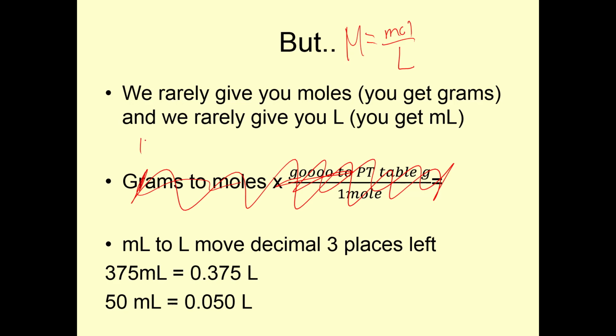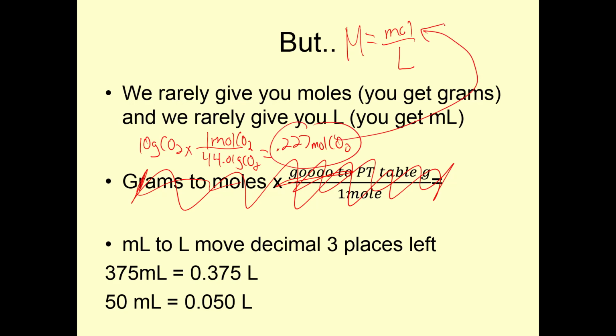So if I give you grams, if I say something is 10 grams of, say, CO2, then what you have to do is convert it into moles, and you do 1 mole of CO2 over, go to the periodic table, which is 44.01 grams of CO2. Sorry. And then you do that math. I have my calculator, so I can tell you what that is. 10 divided by 44.01 is 0.227. And then you'd put that number of moles up there.